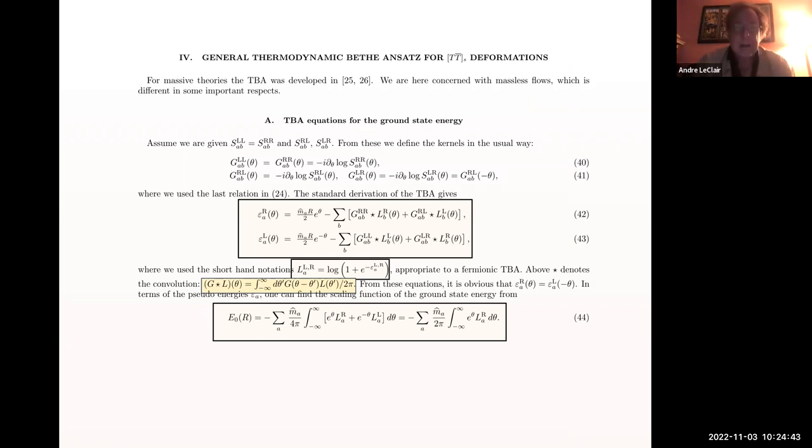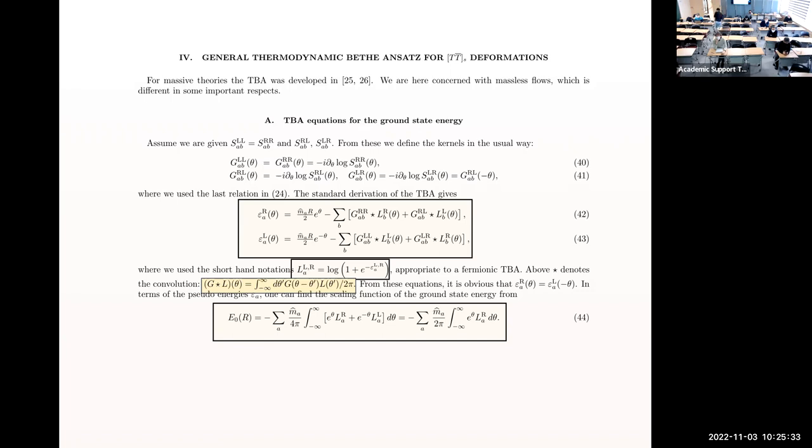Okay, now I have to stop the handwriting because the formulas get a bit long. This is pretty standard TBA, but for massless scattering, which again, I think goes back to Alyosha and Zamolodchikov. Assume you're given the S matrices, say right-right and left-left, then the derivative of the log of the S matrix defines kernels. Same for right-right scattering, for left-right scattering. Those are the formulas 40, 41. And then the integral equations are equations 42, 43. Okay. So they're nonlinear integral equations.